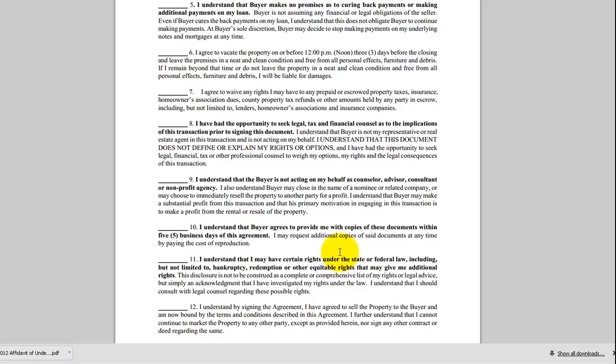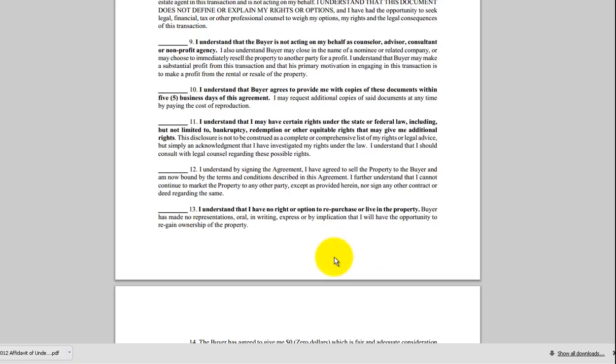Understand that they have certain rights under state and federal law, including but not limited to bankruptcy, redemption, or equitable rights that may give them additional rights. Now, we do want to know, of course, if the seller owner of record is going to pursue bankruptcy protection. In other words, we might not proceed to help someone out or work on their short sale if we might work for months and they just decide, well, we're going to seek bankruptcy protection, and this property cannot get sold for a year or sometimes longer. So we want to know that.